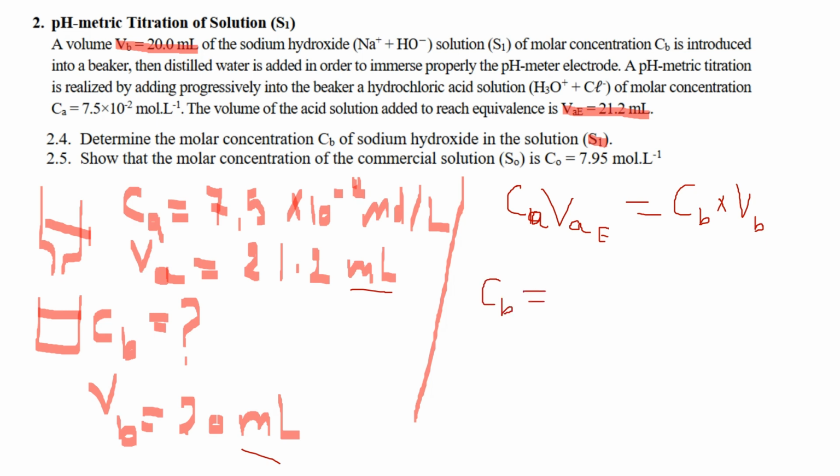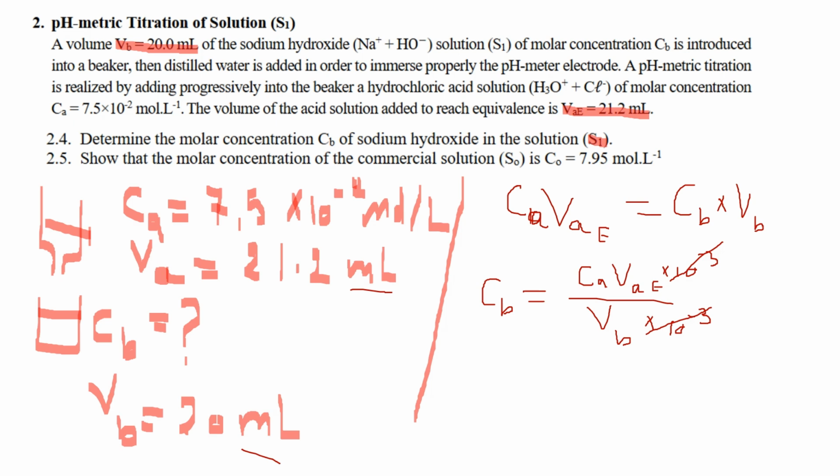CB is equal to CA VA E divided by VB. This is what I meant by we're dividing the two volumes together, so there is no need to change it to liter. And again, if you're changing it to liter, it means that you're multiplying here by 10 power negative 3 and here by 10 power negative 3, which will cancel each other. So there is no need to change it to liter.